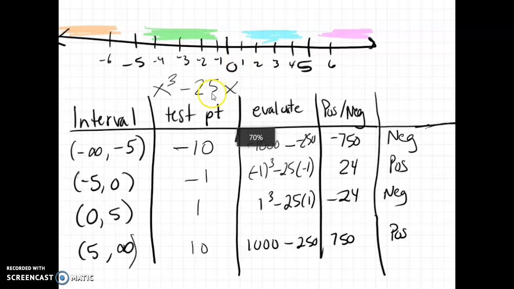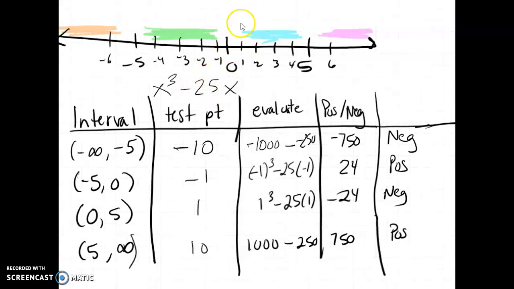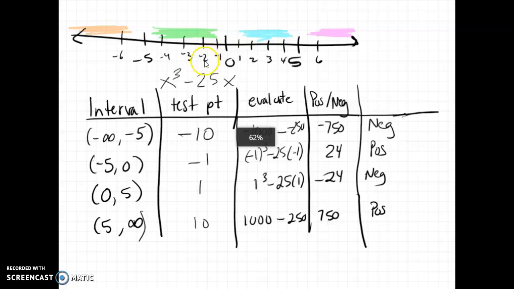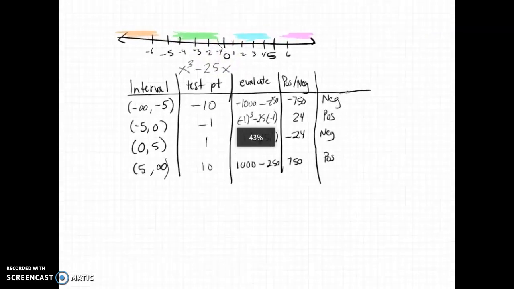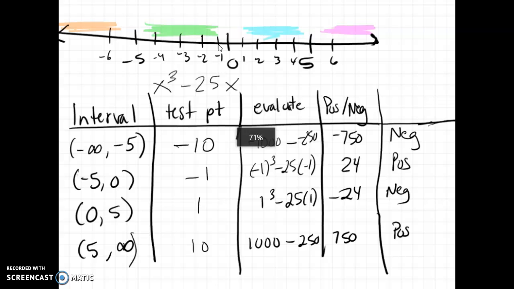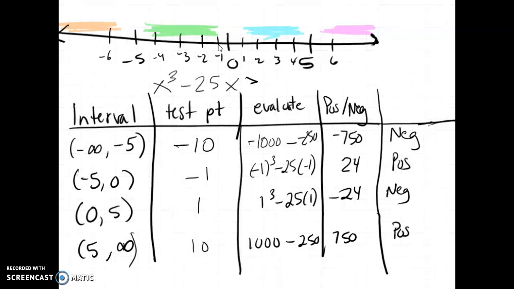And so my original inequality was x cubed minus 25x is greater than or equal to 0. So we want to know when it is greater than or equal to 0. And in this case, I'm looking for when it's positive. So then I'll have two answers. This will be one, and this will be one. And because my symbol was greater than or equal to, it's going to include the endpoints.